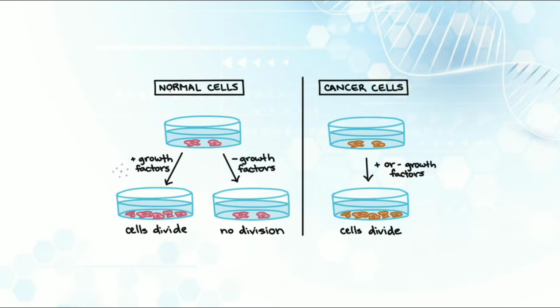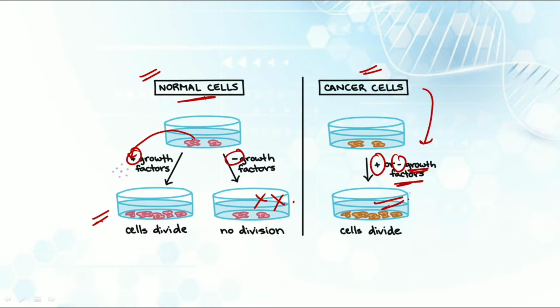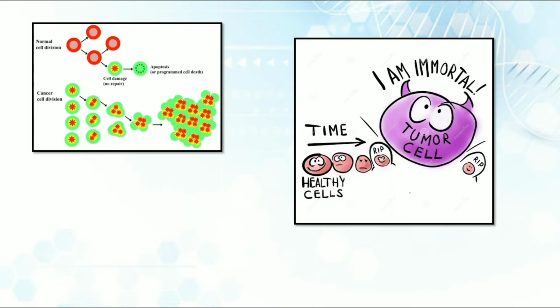So we just understood that we have a normal cell. In a normal cell, in the presence of growth factors, the cell would divide, but in the absence of growth factors, there is no division. But in the case of a cancer cell, irrespective of the presence or absence of growth factors, the cell would divide. This was about the basic properties of the cancer cells.